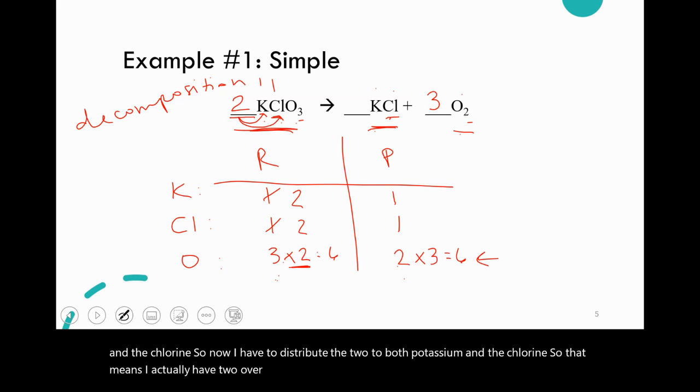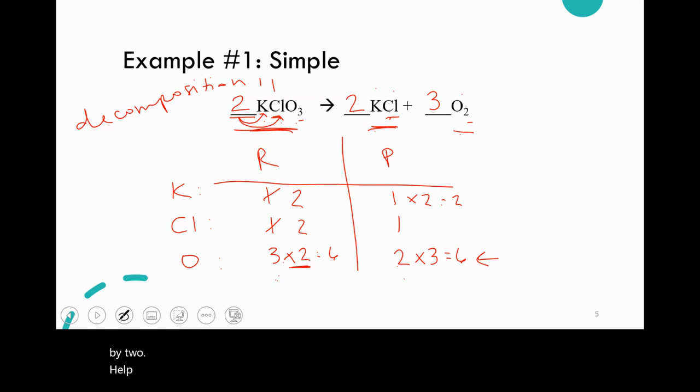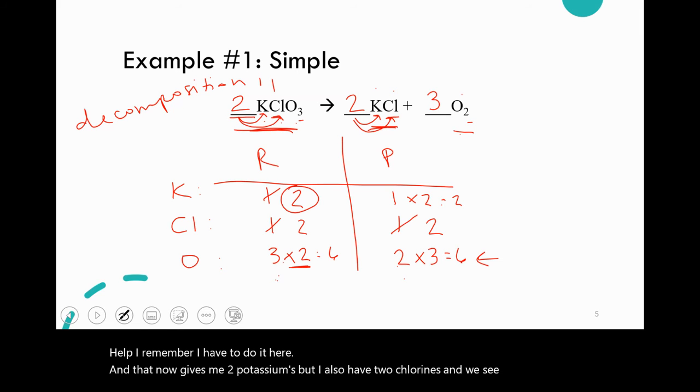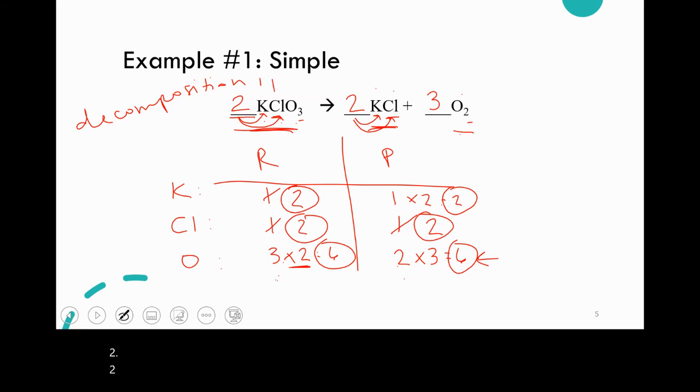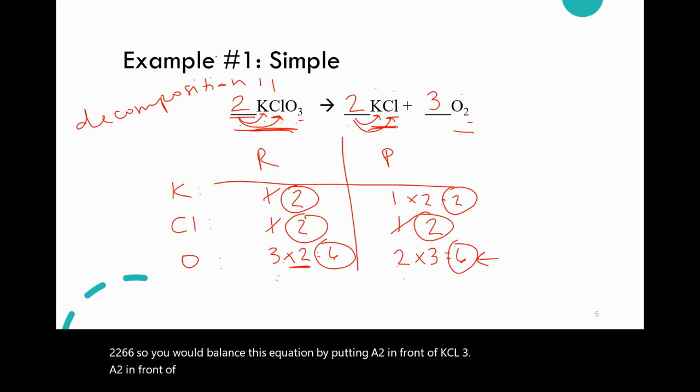And the easiest way to fix that would be to multiply the 1 by 2. Yep, but remember I have to do it here. And that now gives me 2 potassiums, but I also have 2 chlorines, and we see that we have 2, 2, 2, 2, 6, 6. So you would balance this equation by putting a 2 in front of KClO3, a 2 in front of KCl, and a 3 in front of O2.